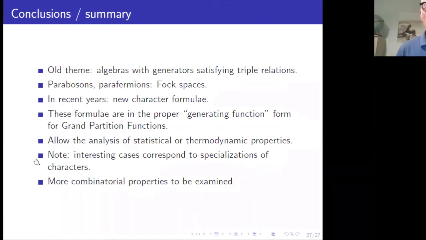I've said that really these specializations that we are interested in also correspond to specializations of characters, different from the so-called principal specialization. And I think there is more combinatorial work to do to get these expressions in even more explicit form if one wants to do this.